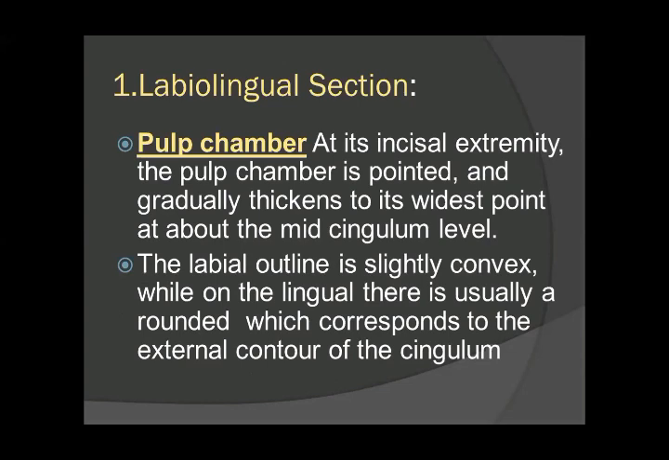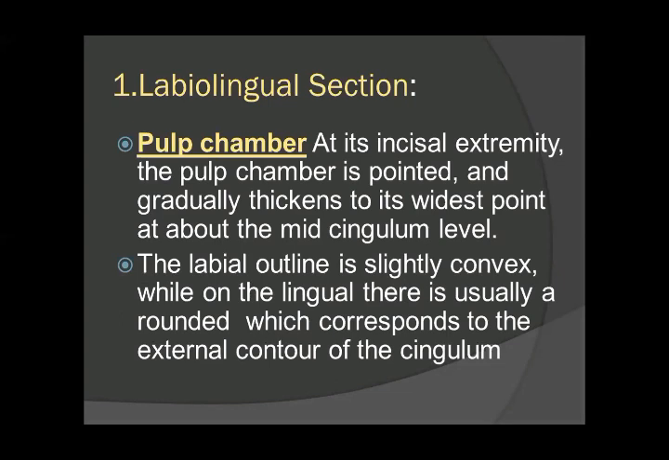There are four sections. Number one is the labiolingual section. Second is the mesiodistal section. Third is the cervical section. And fourth is the mid-root cross section. Every tooth will have four sections. Number one is the labiolingual section, that is, the labial side and the lingual side.